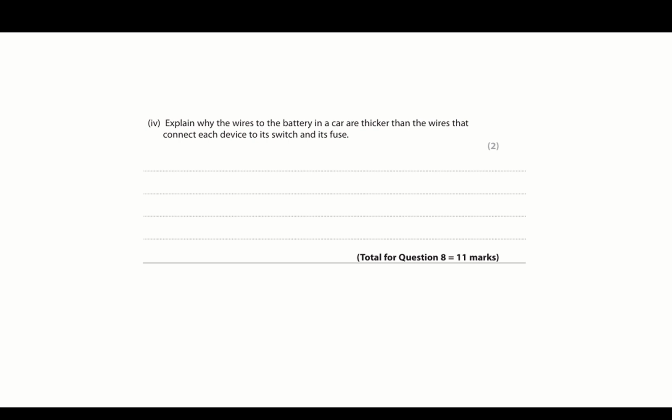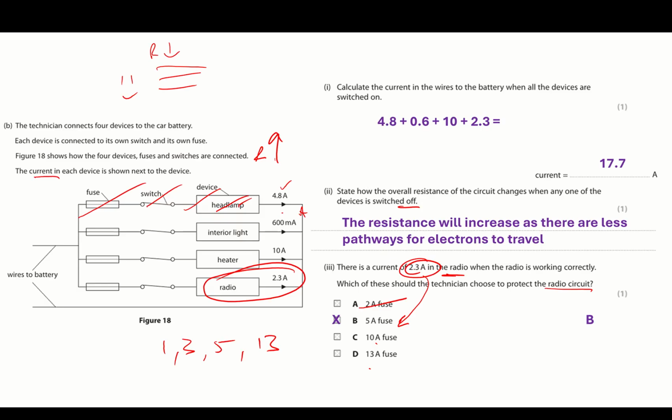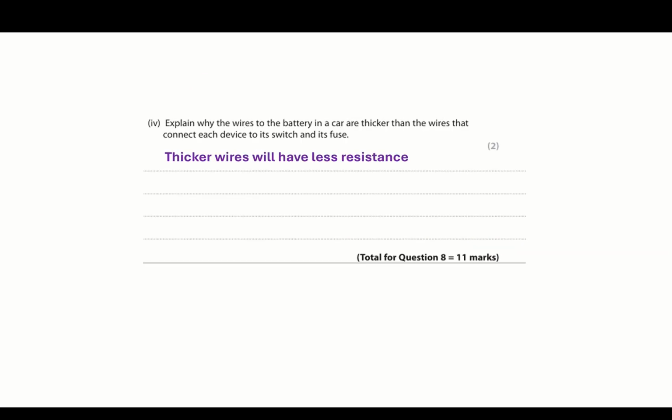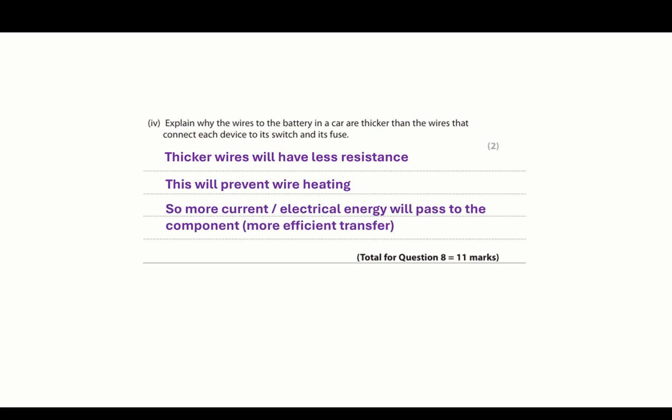Explain why the wires in the car battery are thicker than the wires for each of the devices. So why is it that these wires are thicker than these wires? And that's because this has got to deal with more current. And the more current it is, the more heating of the wires, and it could melt. So we want a nice thick wire, and that'll have less resistance and prevent heating. So thicker wires will have less resistance. This will prevent the wires from heating. So more electrical current will pass to the component. It's a more energy efficient transfer.